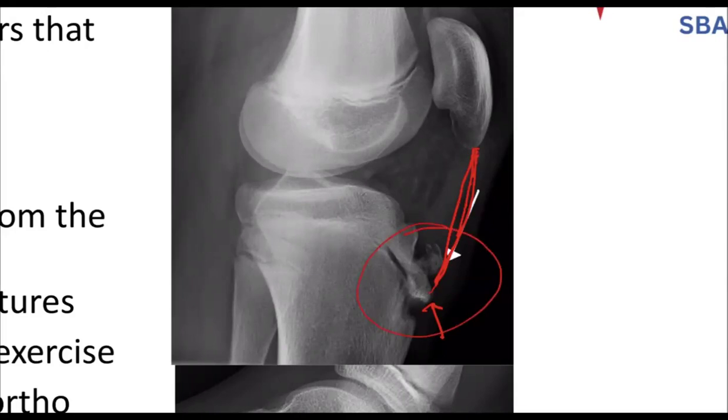There will be no obvious trauma. They won't have fallen down on the knee. They usually say, I was playing and the pain started, and the pain is getting worse over the days. That is the classical presentation.